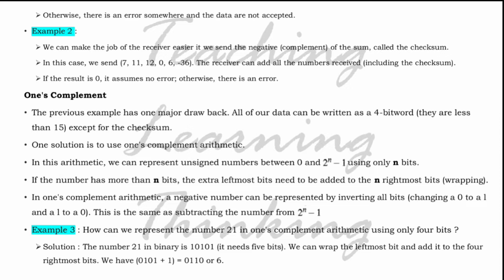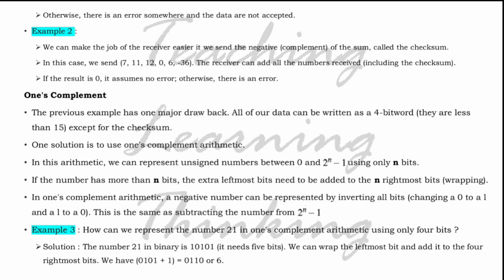We can discuss more about ones complement. This is a basic concept of binaries and ones complement. The previous example has one major drawback. All our data can be written as a 4-bit word and are less than 15, except for the checksum. One solution is to use ones complement arithmetic. In this arithmetic, we can represent unsigned numbers between 0 and 2 raised to n minus 1 using only n bits. If a number has more than n bits, the extra leftmost bits need to be added to the n rightmost bits.